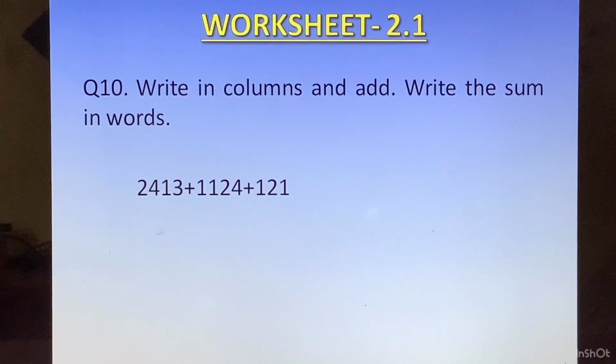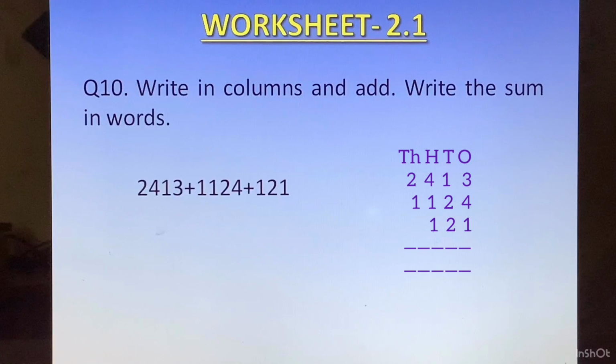Question 10. Write in columns and add. Write the sum in words. 2413 plus 1124 plus 121. Here you will write in columns, but place the place values on top so that you don't make a mistake. Here you have to be very careful that you write the ones place of each number in the ones column, tens place in the tens column, and hundreds place in the hundreds column, and the thousands place in the thousands column. If you are able to follow this pattern of writing correctly, you will be able to solve this sum.